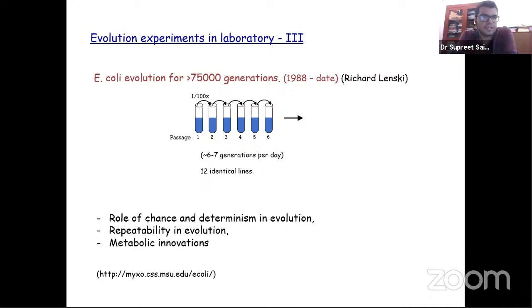Gould calls it replaying the tape of life: if we replayed the tape of life, would it follow the same trajectory or would it just completely go off on another trajectory? And while that's obviously a rhetorical question and not possible to do in any level of complexity, this experiment gives us insight in the sense that it's evolving E.